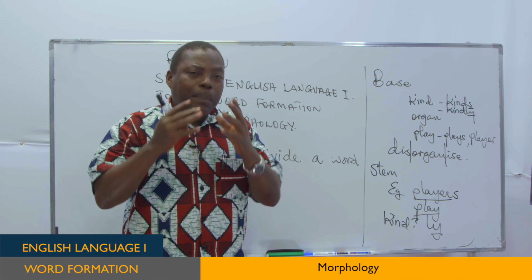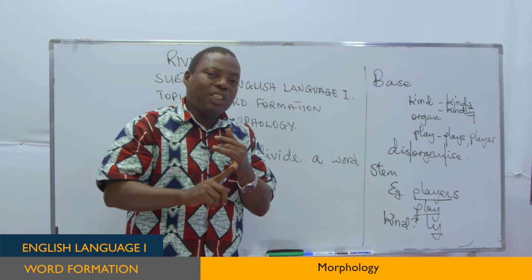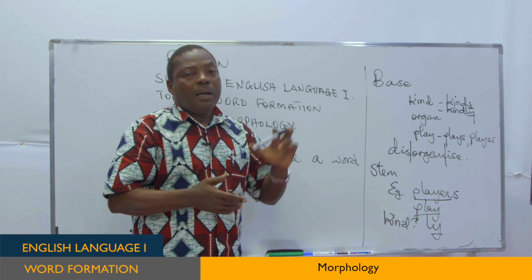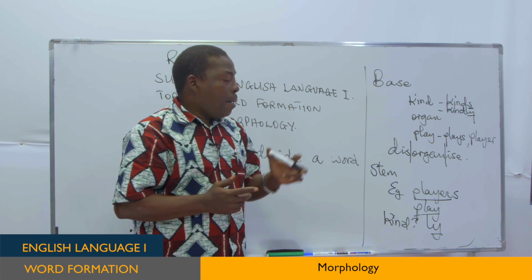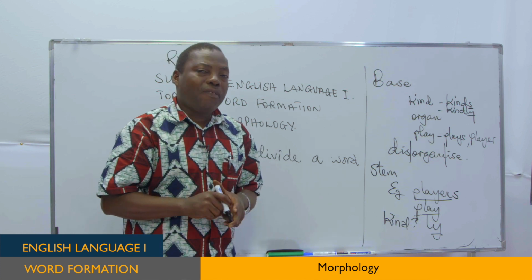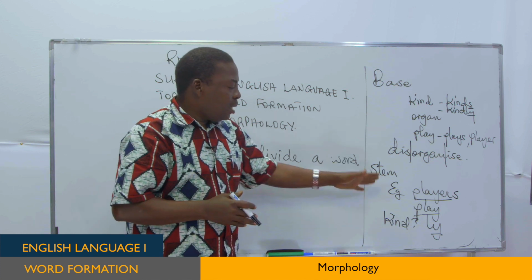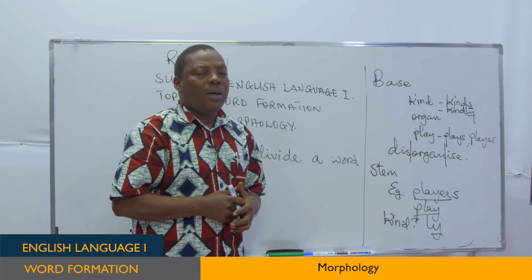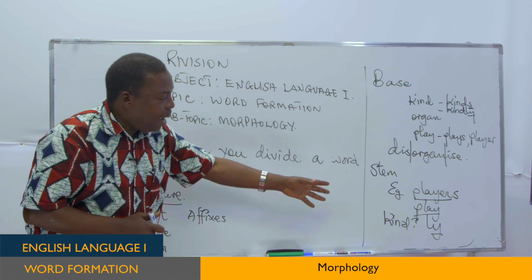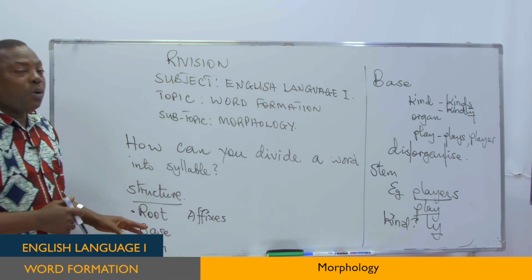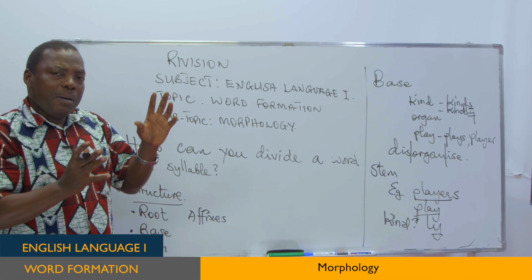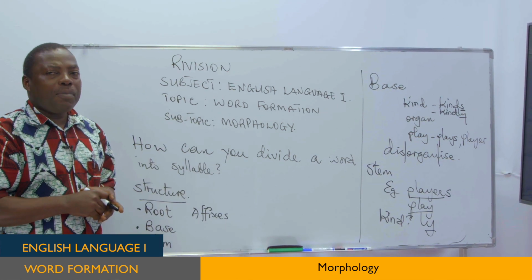If the word has a possibility of receiving both inflectional and derivational, that definitely is grouped under bases. But if it has a possibility of accepting only one attachment, which is inflectional, we call it a stem. So at times, when you look at a stem, a base, and a root, they might look like you're talking about the same thing.